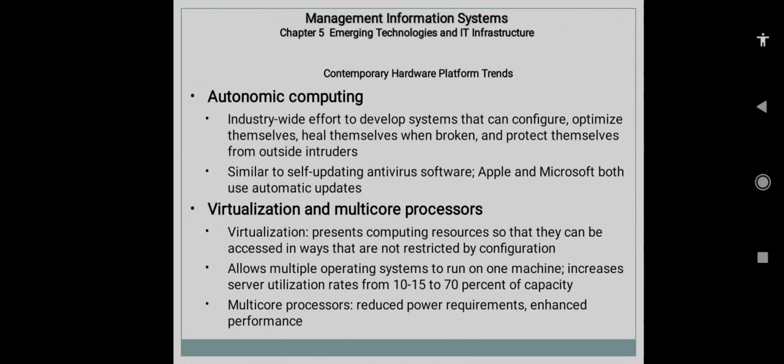Virtualization and multi-core processors. Virtualization presents computing resources so that they can be accessed in ways that are not restricted by configuration. It allows multiple operating systems to run on one machine, increases server utilization rates from 10 to 15% to 70% of capacity. Multi-core processors reduce power requirements and enhance performance. Autonomic computing and virtualization are both methods of allocating resources more efficiently at the technological level.